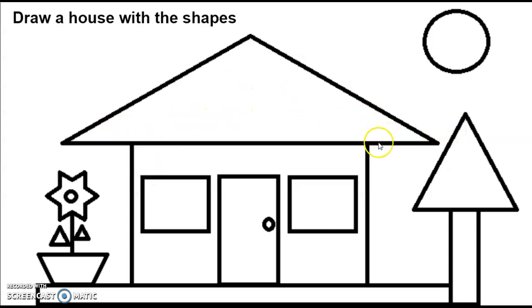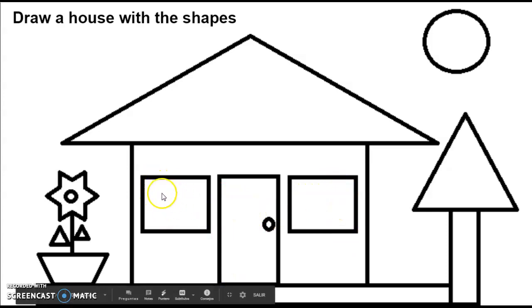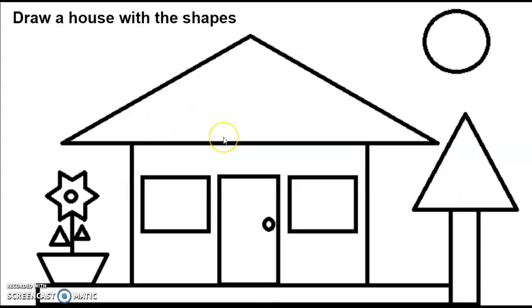Triangle, rectangles, squares, rectangle, square, circle, triangle, square. Van a dibujar la casa usando las figuras, las formas que hemos aprendido. Please color the house and draw it with the shapes.